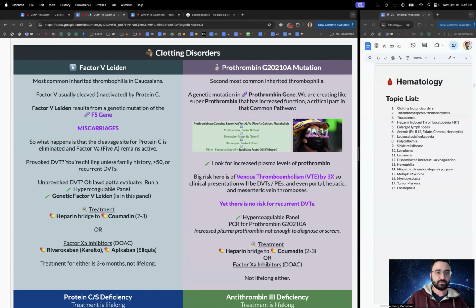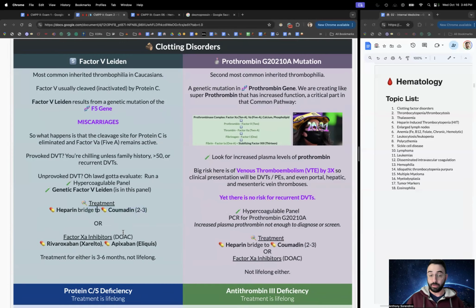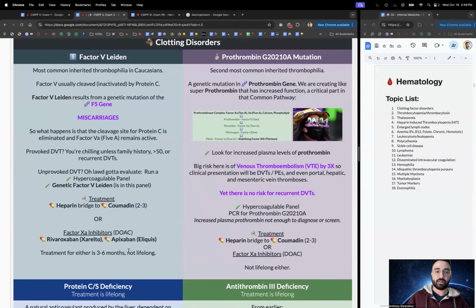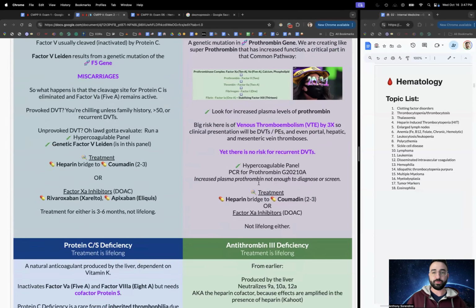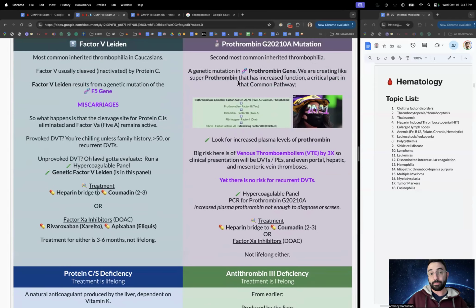But factor 5 Leiden, remember, factor 5 is what stabilizes factor 10 once we get into that common pathway. This is like an inactivation of what cleaves this. So factor 5 Leiden is around more, so we clot. This is a clotting disorder, which is why the treatment is blood thinners, for 3 to 6 months, not lifelong. And kind of the same thing for this prothrombin mutation. If you remember, prothrombin is down here, actually coming right after factor 5 and factor 10.